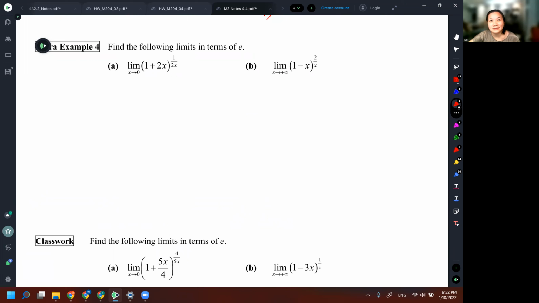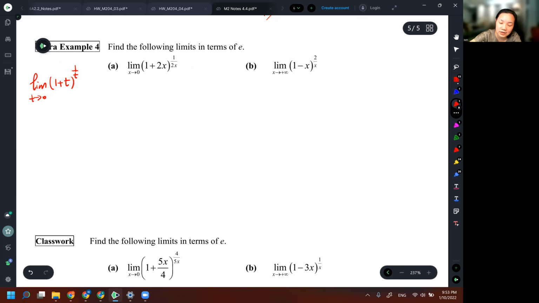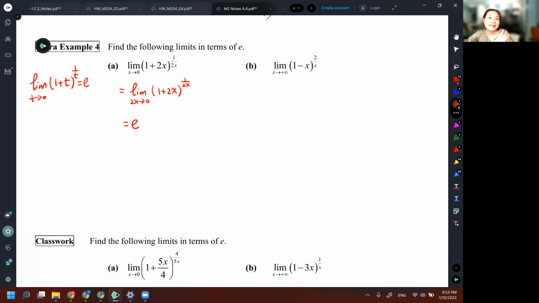The limit as x tends to 0. Now this one you must use the second limit, which is the t one: the limit as t tends to 0 of (1 + t)^(1/t), which is also equal to e. Now you use this one, but now t is not t, t is 2x, you know what I mean? So this is equal to the limit as 2x tends to 0 of (1 + 2x)^(1/(2x)), and this is equal to e. Okay, I'm using the second one.